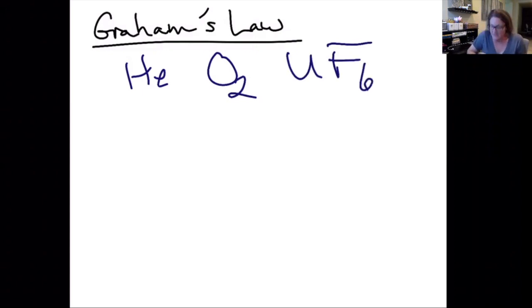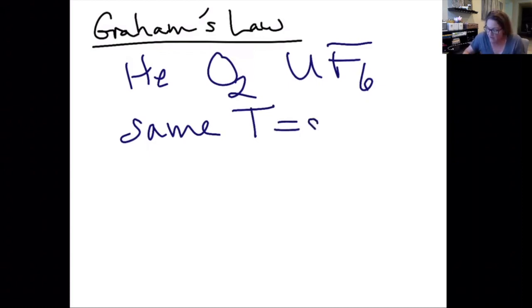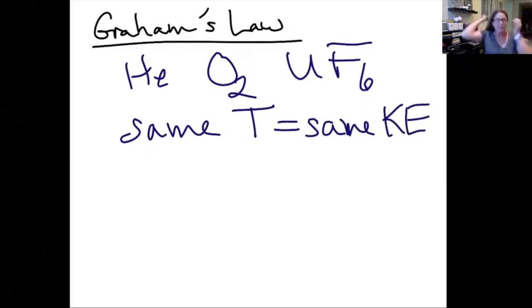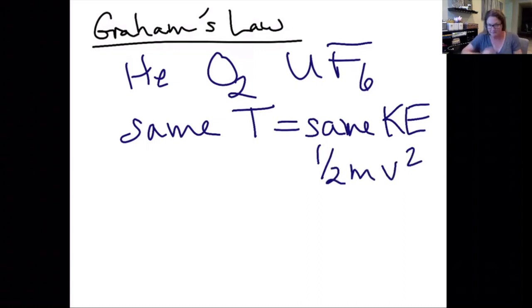If they're all in the same container, they have the same average temperature. And if they have the same temperature, they're going to have the same kinetic energy. And though we don't explicitly discuss kinetic energy in this class, if you've learned about kinetic energy previously, you know that it depends on the mass of the molecule and its speed.